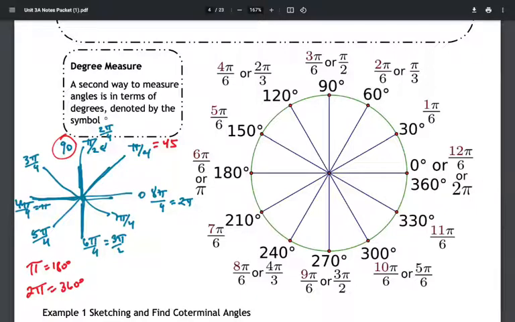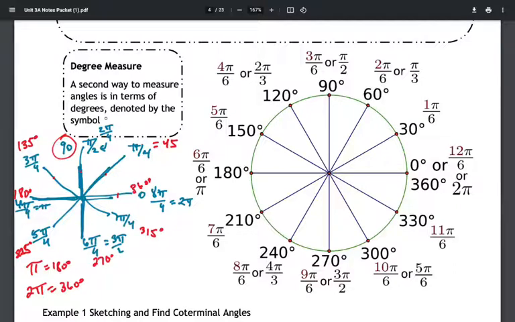So we weren't just counting in pi over 4s, we were counting in 45 degree increments. So it went from 0 to 45 to 90 to right here would be 135 degrees. This was 180. And then this would be 215. This would be 270. And then right here would be 315. I totally did that one wrong over here. This was 225. I'm sorry about that. And then 270, and then 315. And then the full circle was 360 degrees.